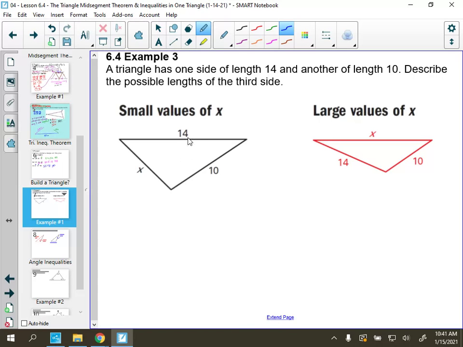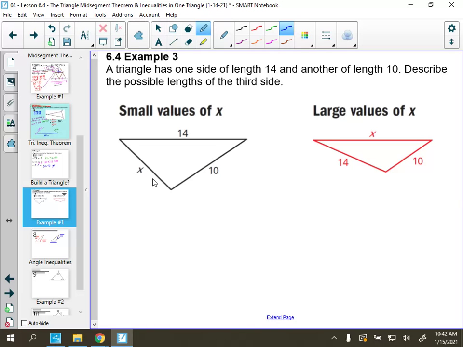So I think 5 is okay. 6, 7, 8, 9, 10, 12, 13. What about something bigger than 14? Is that okay? 15, 16, 17. Well, now I've got shorter sides. For 17, I'd be adding the 10 and the 14 to make sure they're bigger than this number.